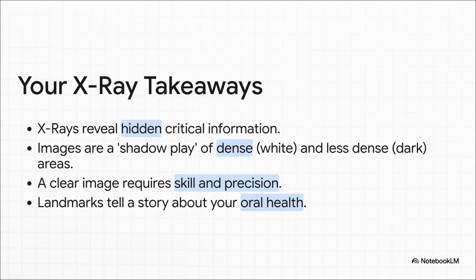So let's just do a quick recap. Number 1, X-rays make the invisible visible. They show us critical information we could never see otherwise. 2, the image is just a shadow play based on density. Dense things are white, less dense things are dark. 3, getting a good shot is a highly skilled craft that takes real precision. And finally, all those strange shapes and lines, they're just normal anatomical landmarks that tell the story of you.